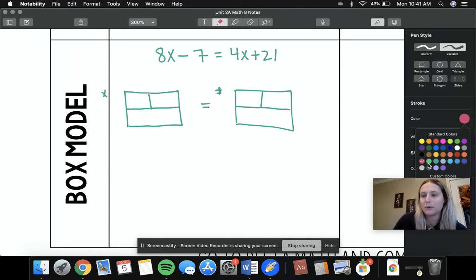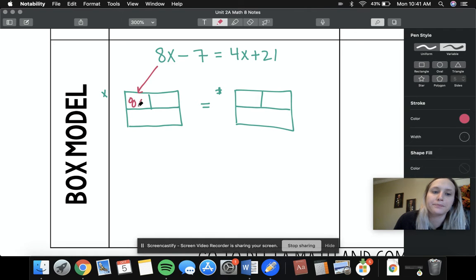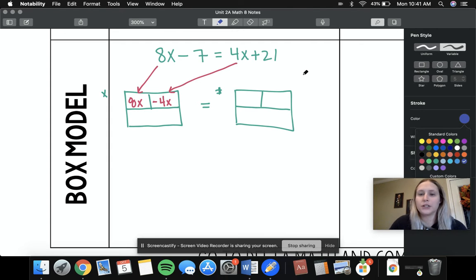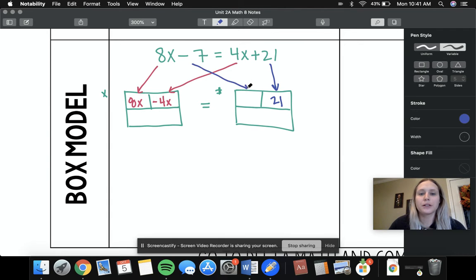All right, so if you want to use the box method, it is pretty simple. We look at the x's. This one is on the left-hand side, so we're just going to drop it. Okay. But this one is over on the right-hand side, so if we move it, and we have to put it over here, we just have to flip it, which means it's a positive 4x, so we're going to make it a negative 4x. Okay. With our regular numbers, we have 21, which is over on the right-hand side, so we're just going to drop it. And then this negative 7, we need to move it over here, so we are going to flip it, and the opposite of a negative 7 is a positive 7.